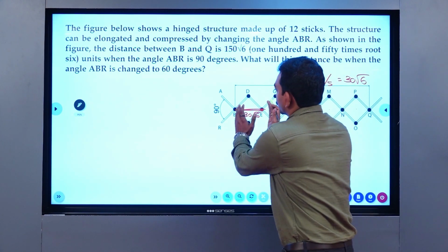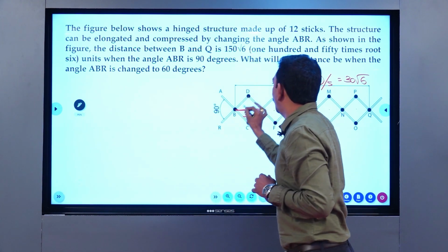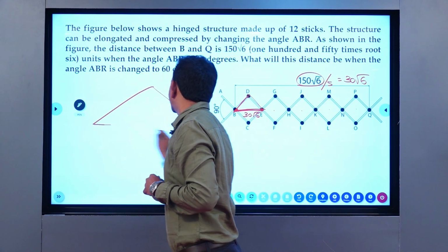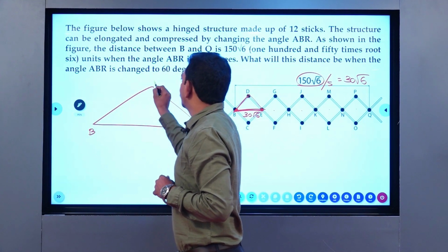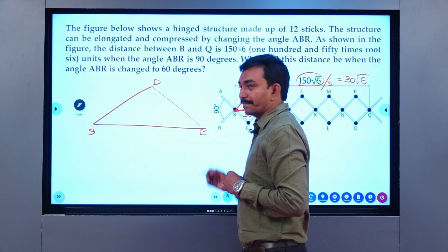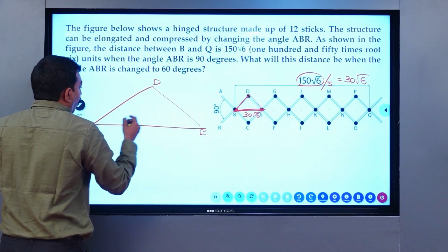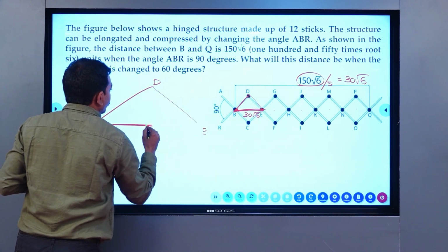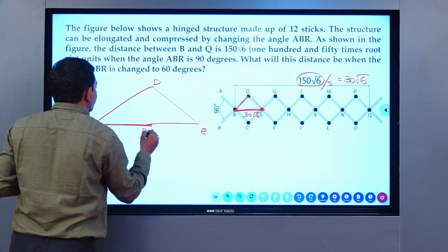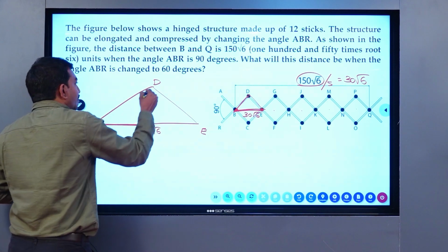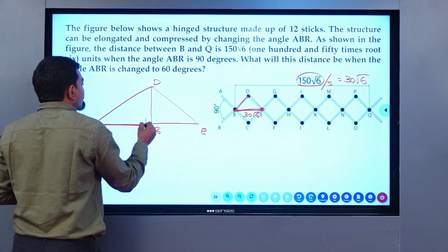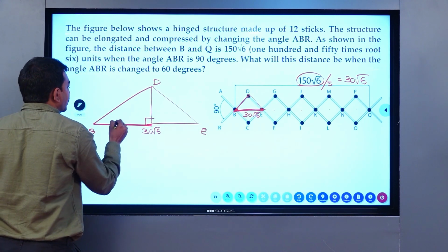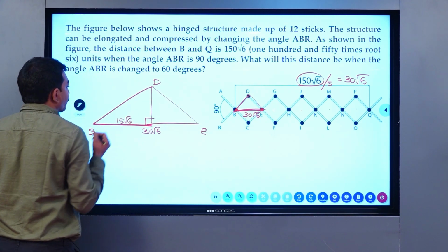Now let us draw this small structure here. I am going to draw this BDE for better understanding. This is B, and this is E. Right? We got this length as 30 root 6 now. If you draw the perpendicular to the base, this is making 90 degrees, which is dividing the base into 2 equal parts. This is 15 root 6.